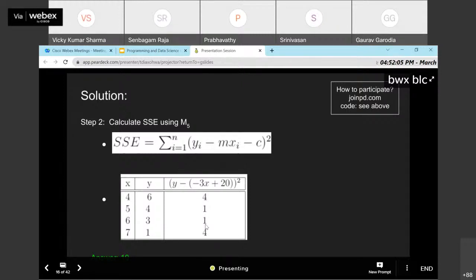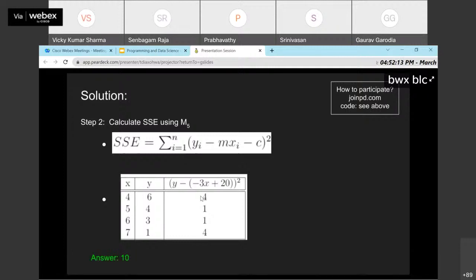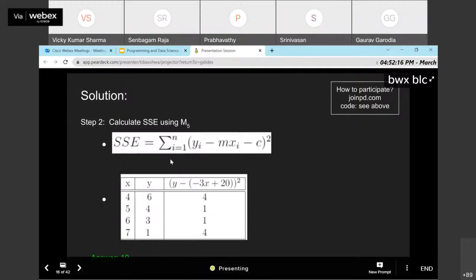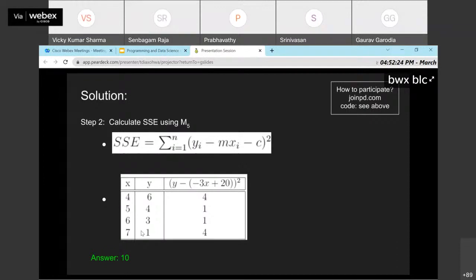Sum of all these, right? So when you add all of these, you get SSE is 10. So essentially, even this is not the best fit, but you can choose any other model and find the SSE, and that will give you a very large value compared to this. So among those 5 models, the best model is M5 and the least SSE value you can have is 10.